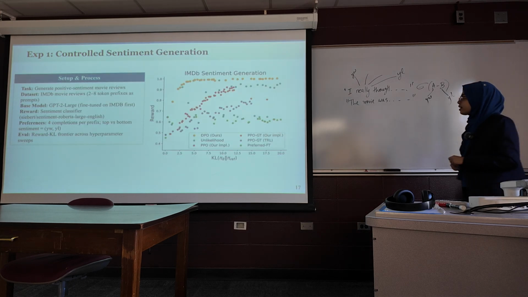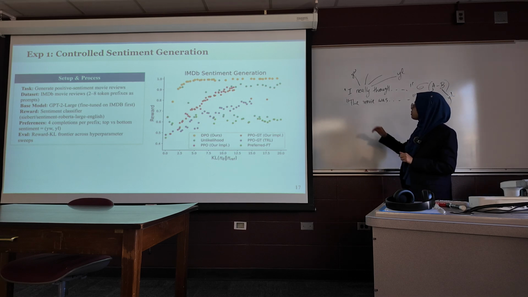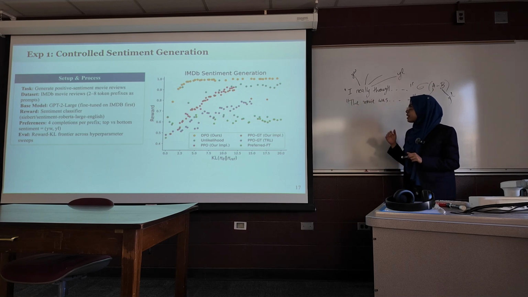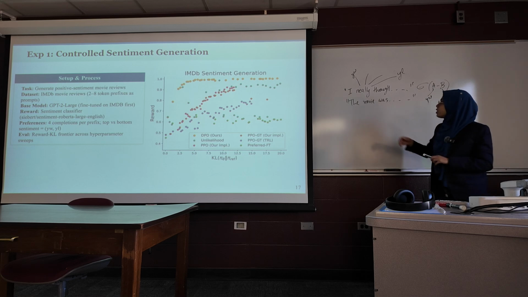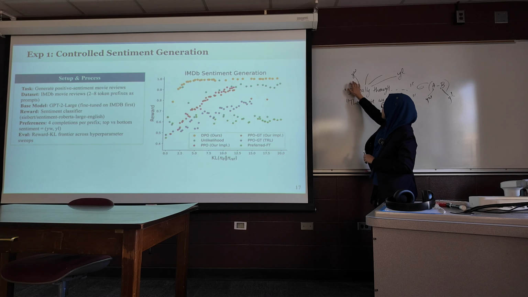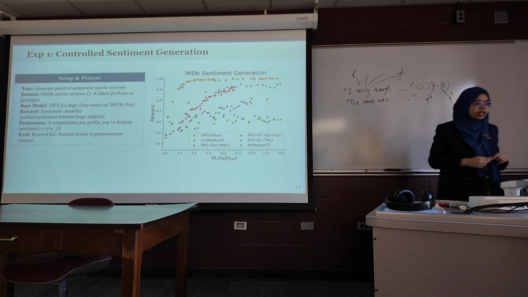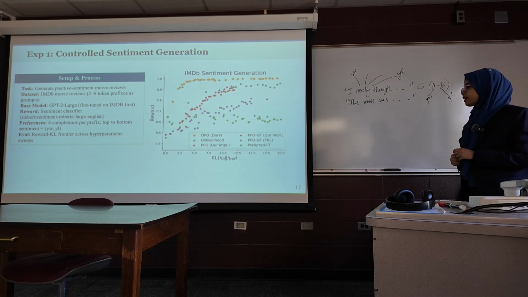So, as I was saying, the dataset is the movie reviews from the IMDb, with some starting tokens, for example, "I really thought". The preference is that for each prefix there are 4 responses, and they are using a sentiment classifier to give a sentiment score, and they are choosing the best score as the preferred answer and the lowest score as the rejected answer. And the base model was GPT-2, and the evaluation was the KL divergence.